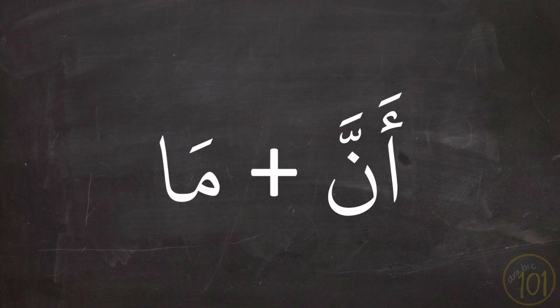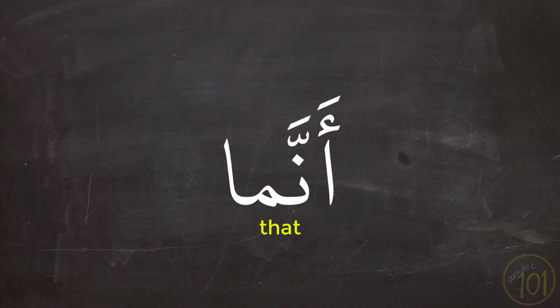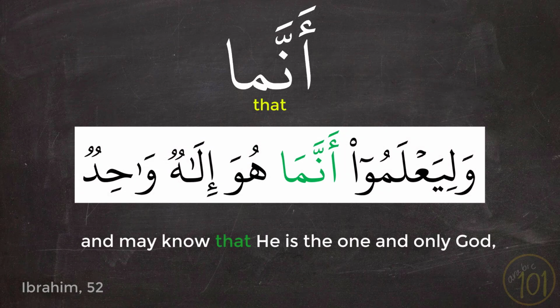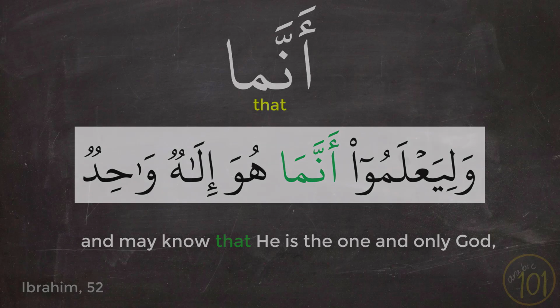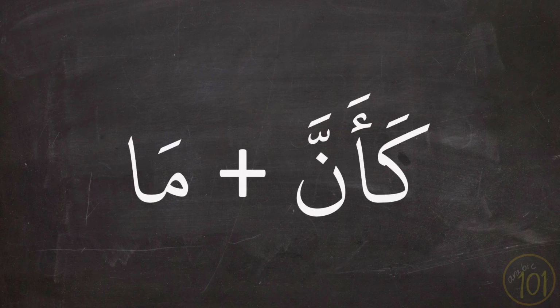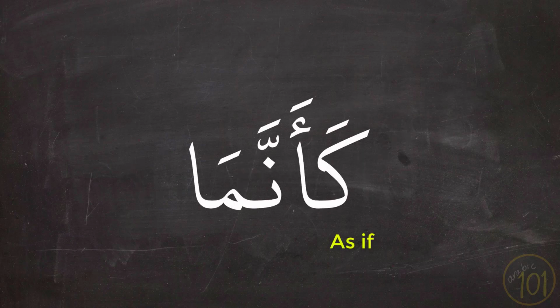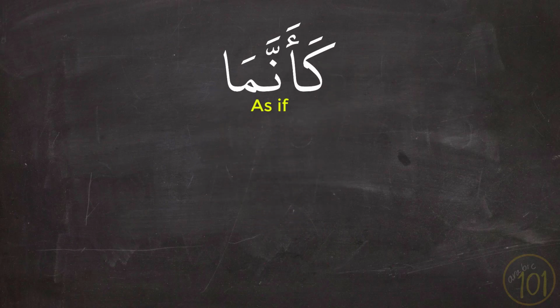Next is the combination of anna and ma. Anna means that, and the combination itself still means that, like in this example. وَلِيَعْلَمُوا أَنَّمَا هُوَ إِلَهٌ وَاحِدٌ. The following combination is كَأَنَّ and ma. كَأَنَّ means as if, and the combination will be كَأَنَّمَا, and it means as if, like in this example.